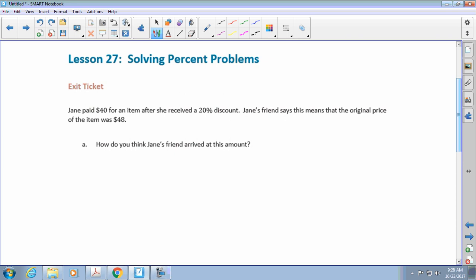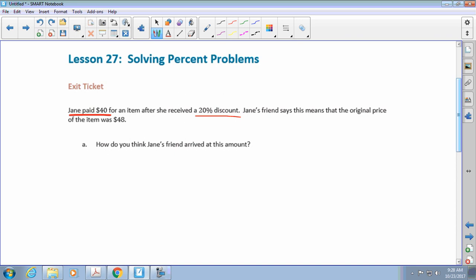All right, let's underline some key things. It says Jane paid $40 for an item after she received a 20% discount. What's important there? One thing I should underline, Elijah. $40. That's what she paid, right? So that's important to underline what she paid. And then what else should we underline, Carly? 20% discount. Very good. Now that we can rely on. This is what we actually know to be true.